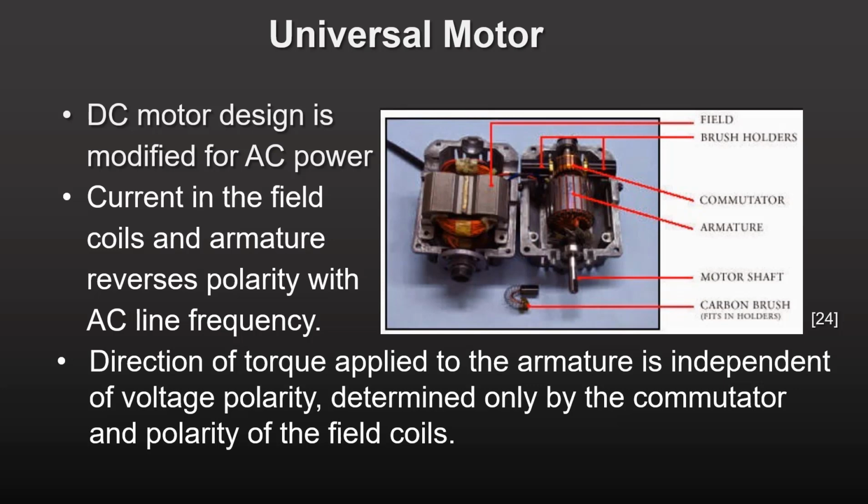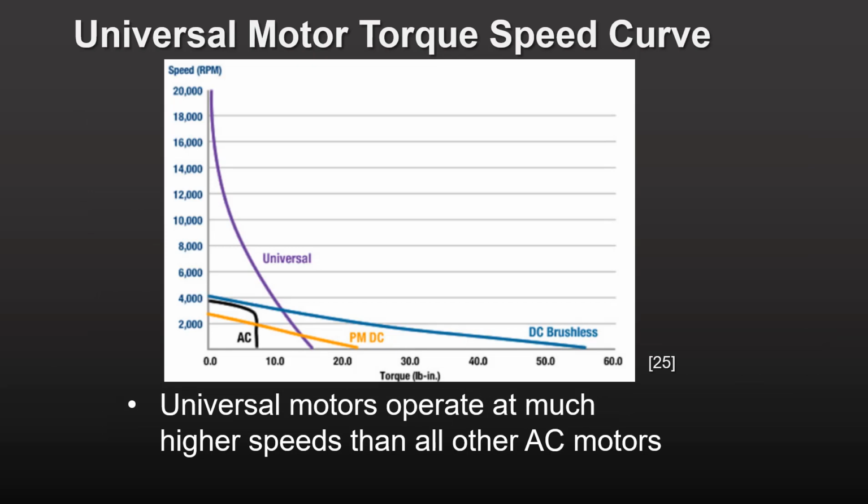This graph compares the torque speed curve of universal motors against other AC and DC motors. Universal motors operate at much higher speeds than all other motors. If your application demands a speed above 4,000 RPM, you are likely to specify a universal motor.